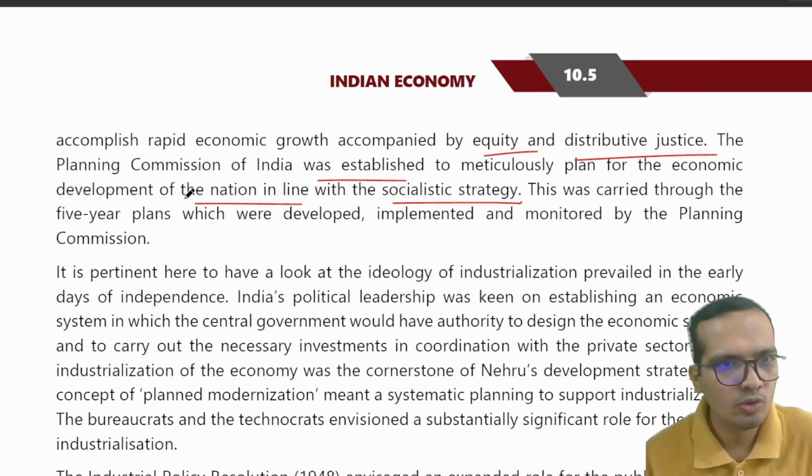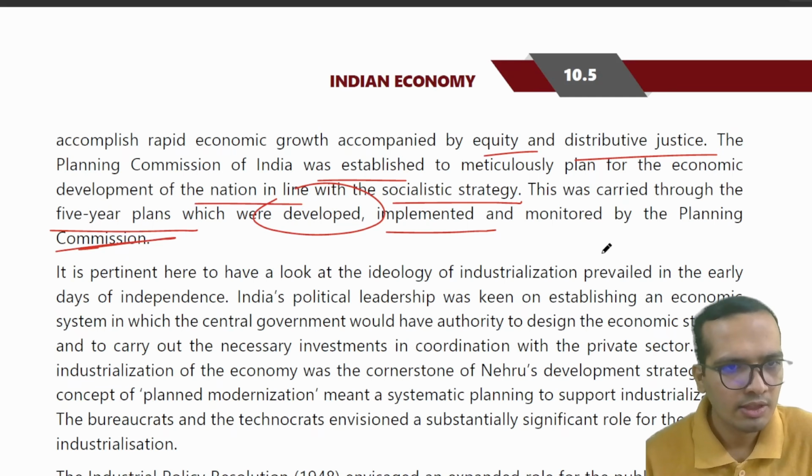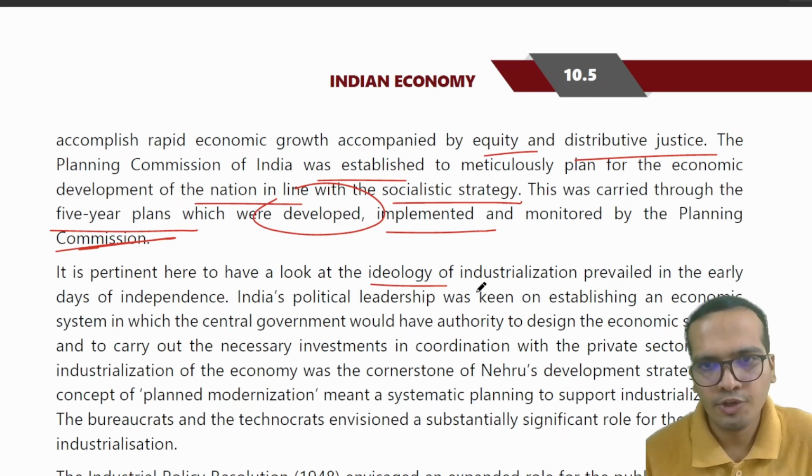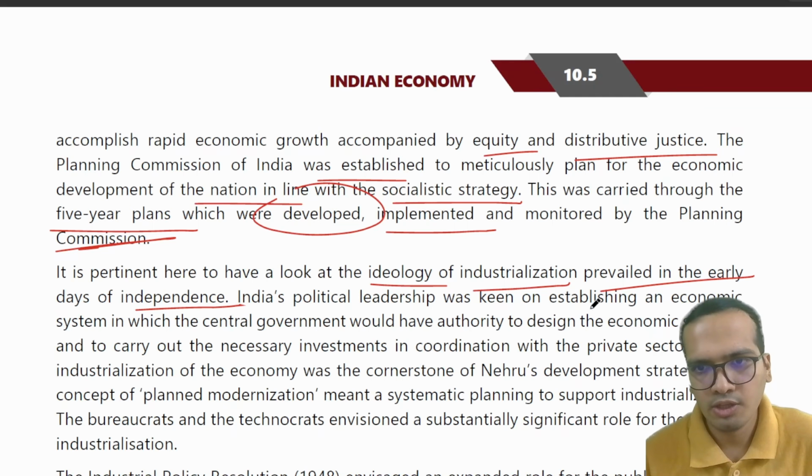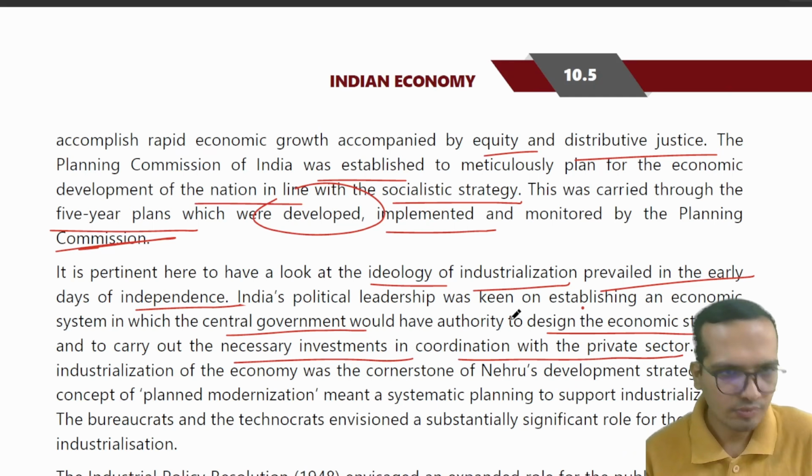This was carried out through the 5 year plans which were developed, implemented and monitored by the Planning Commission. It is pertinent here to have a look at the ideology of industrialization that prevailed in the early days of independence. India's political leadership was keen on establishing an economic system in which the central government would have authority to design the economic strategy and to carry out the necessary investment in coordination with the private sector.